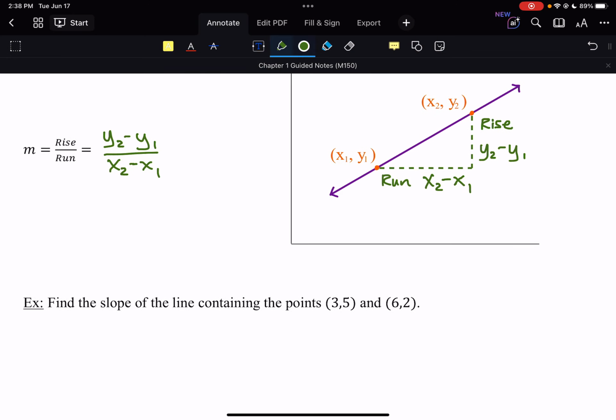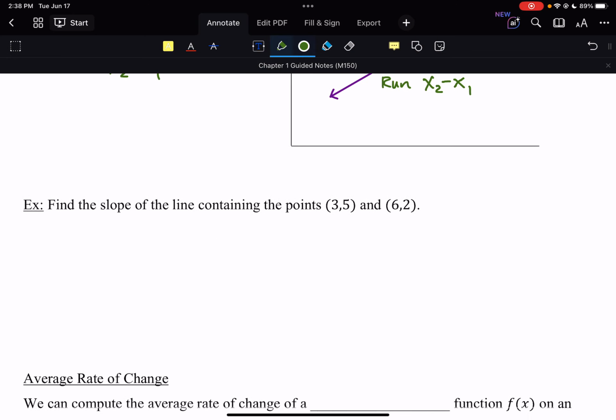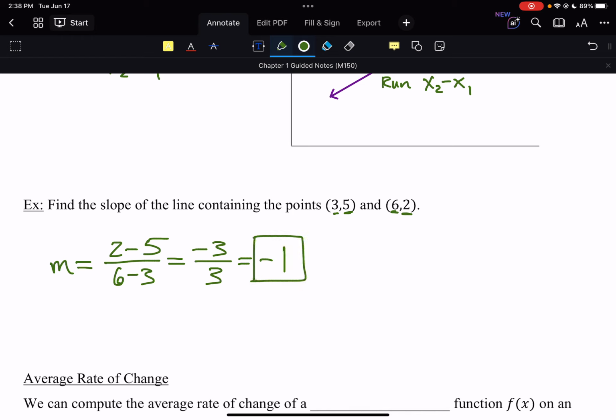So for example, if we wanted to find the slope of the line containing the points 3, 5, and 6, 2, we would take y2 minus y1, right? So 2 minus 5 over x2 minus x1. 2 minus 5 is negative 3. 6 minus 3 is 3. And we would get negative 1 for our slope. So the line between these 2 points has a slope of negative 1.